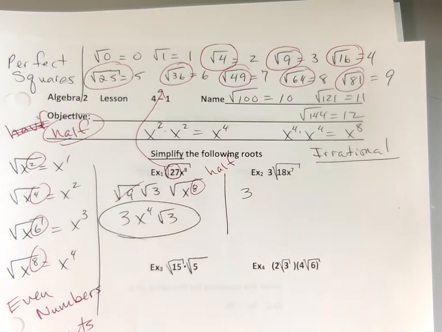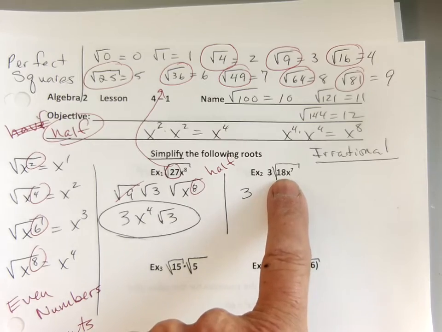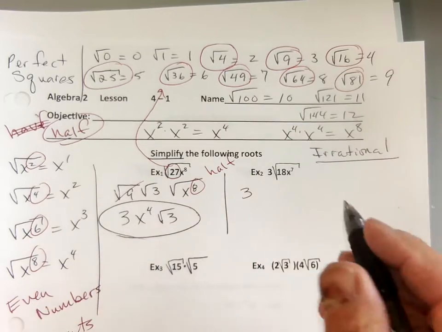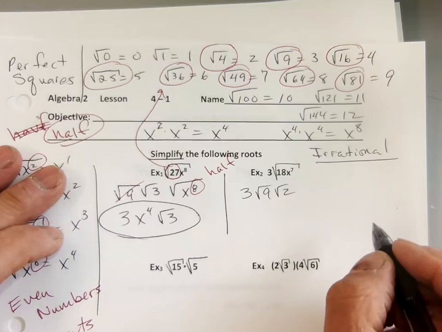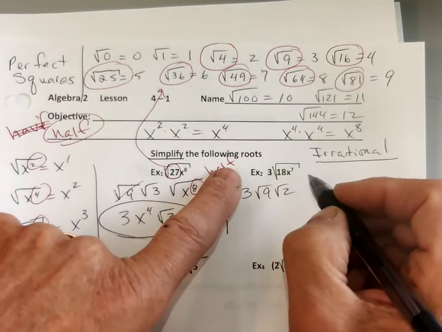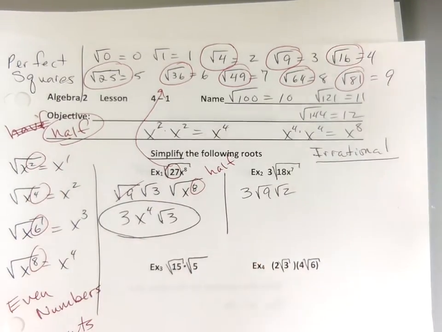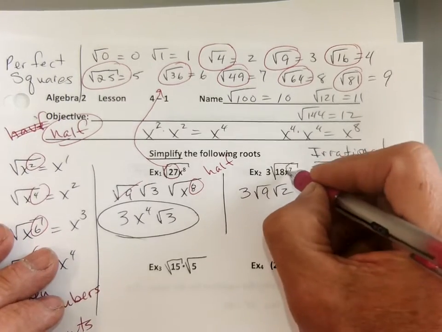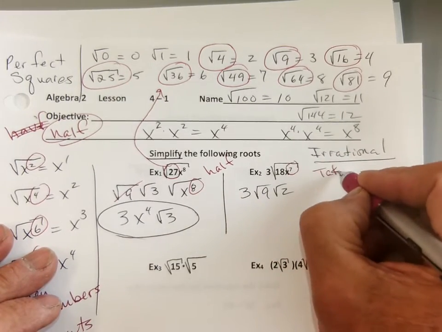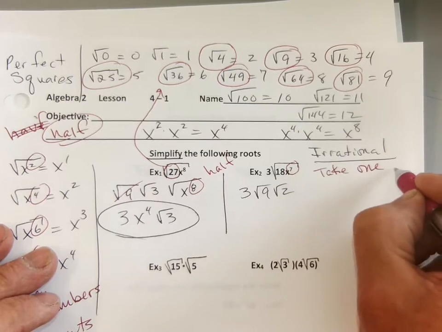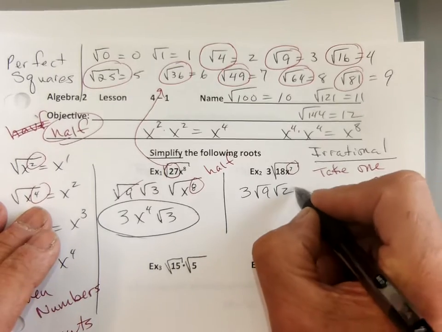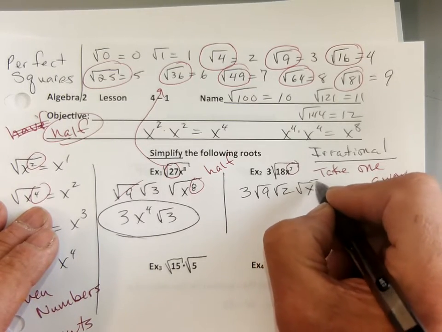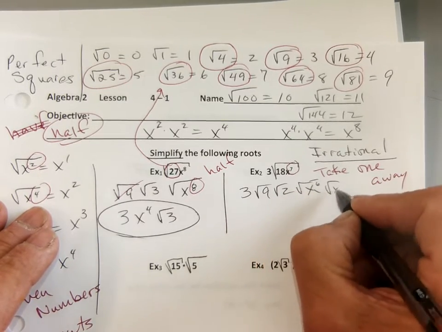Okay, so what times what makes 18? That's one of these numbers, okay? Don't use 6 and 3. Use 9 and 2. What times what makes 18? How about the square root of 9, the square root of 2? And now I want to take half of this exponent, so I'm going to take one away to make it even. So I'm going to write this down. Take 1 away. Like this. Square root of x to the 6th times the square root of x to the 1.